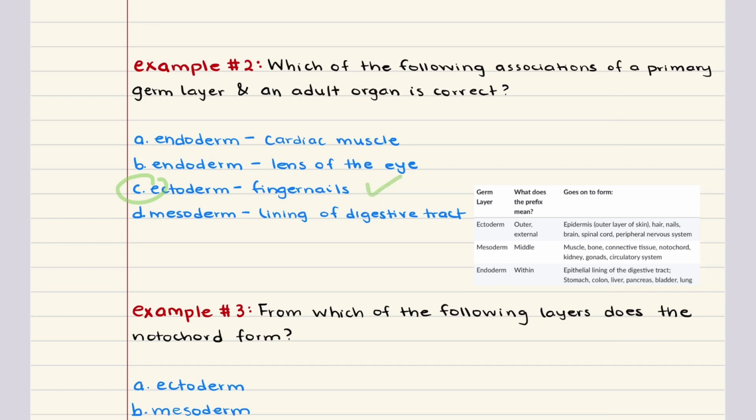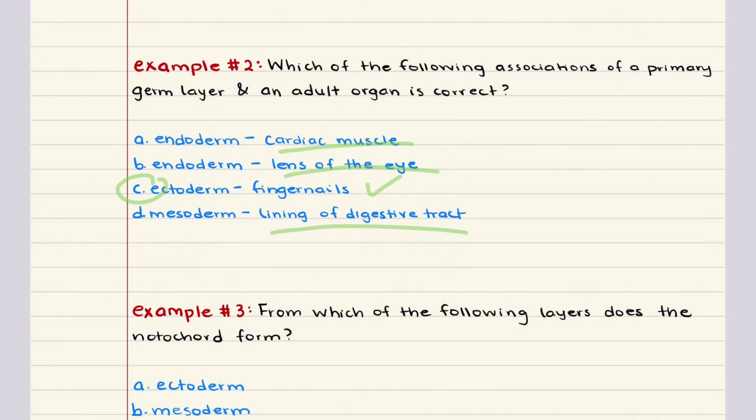The other choices are incorrect because they pair structures with the wrong germ layers. So cardiac muscle, like it's listed in choice A, actually develops from the mesoderm, not the endoderm. The lens of the eye is derived from the ectoderm, not the endoderm. And the lining of the digestive tract comes from the endoderm, not the mesoderm. So only choice C correctly matches a germ layer to one of its true derivatives.